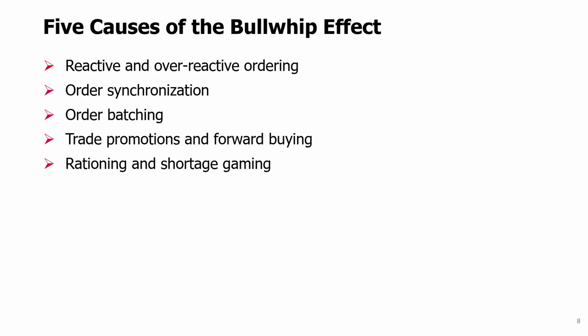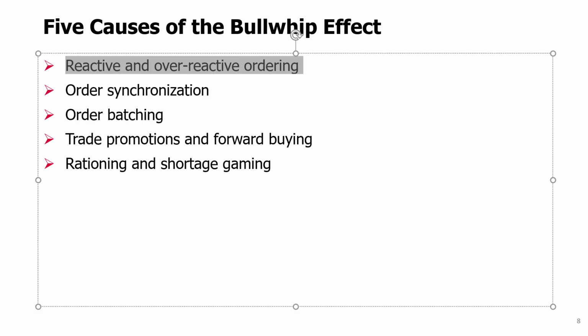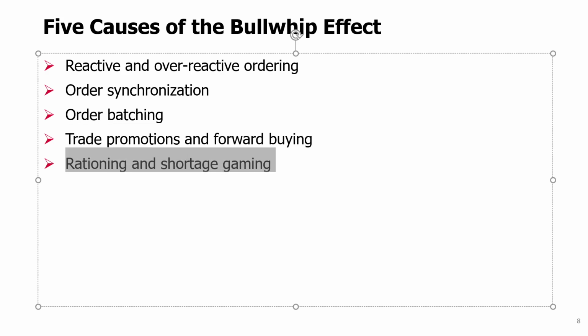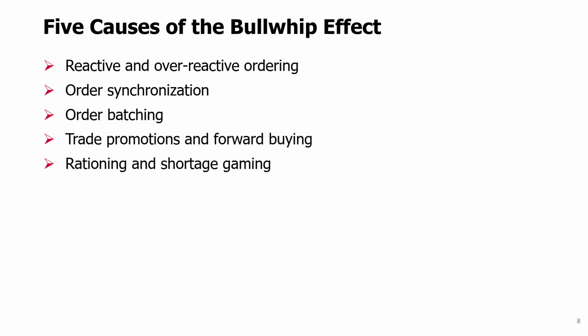Causes of the bullwhip effect in supply chains. In this video segment, we will discuss 5 causes of the bullwhip effect in supply chains, and they will include first, reactive and overreactive ordering, second, order synchronization, third, order batching, fourth will be trade promotions and forward buying that is caused by it, and the fifth, rationing and the resulting shortage gaming.